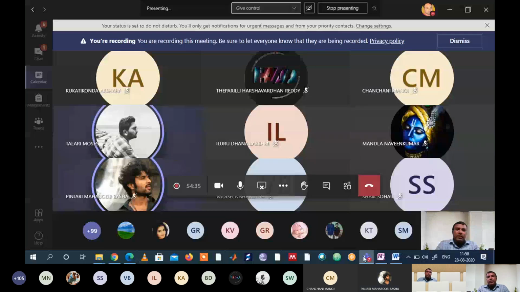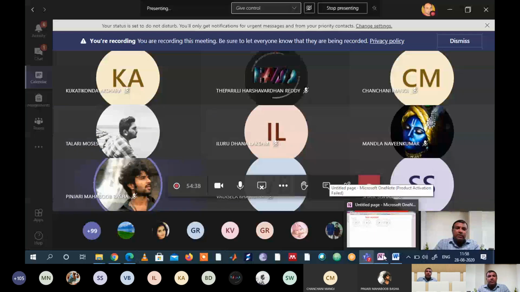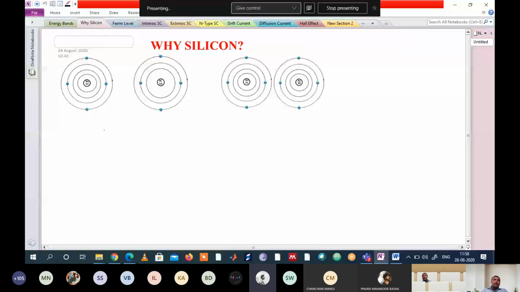You can see the structure of germanium and silicon. Why is silicon most preferred in electronics? What is the silicon atomic number? It is 14. What about germanium? Germanium atomic number is 32. Silicon atomic number is 14.